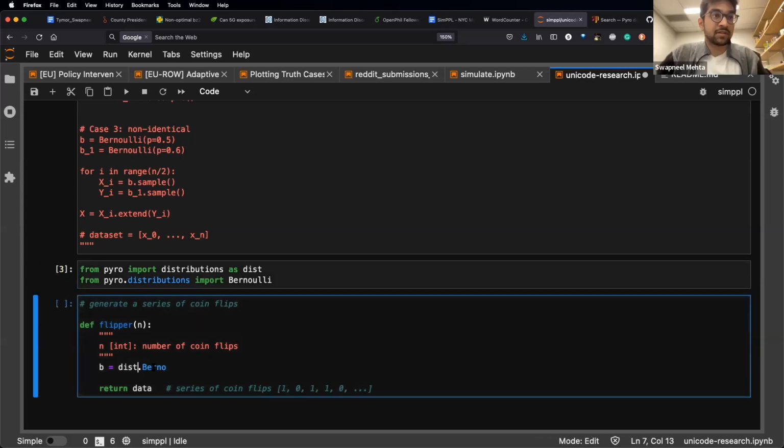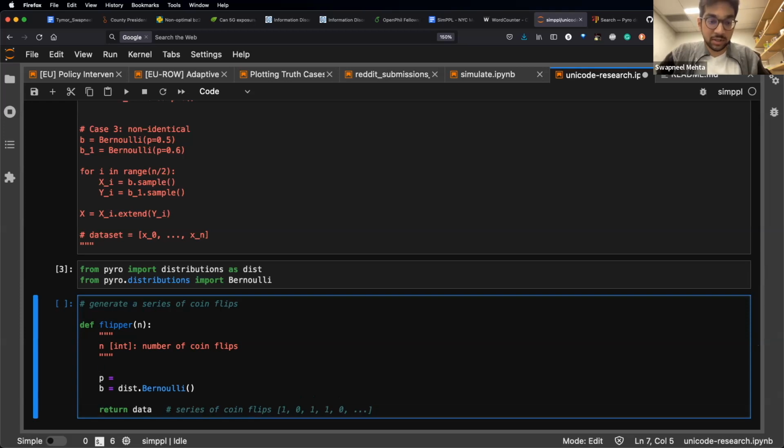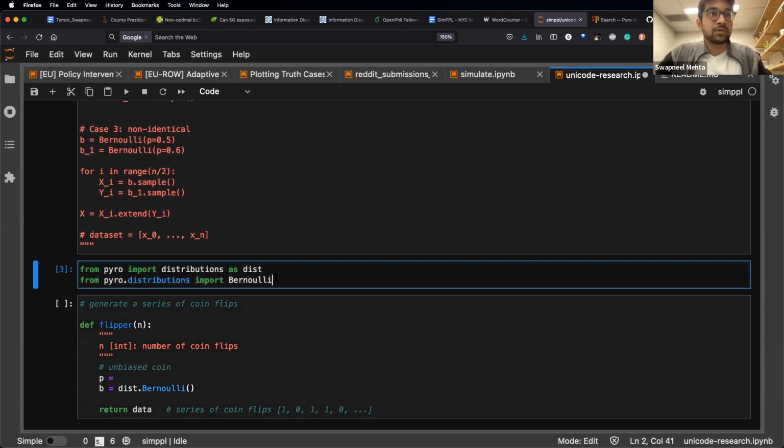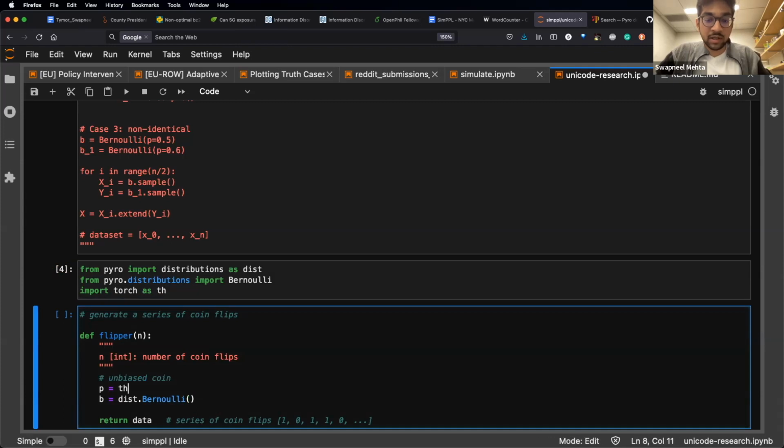So now I have dist and I have dist.Bernoulli. For this dist.Bernoulli, I would have to define a probability. So it's probably better to define a probability here. And we said we want to start with an unbiased coin. I will also need torch because I need to define probability as a torch tensor.